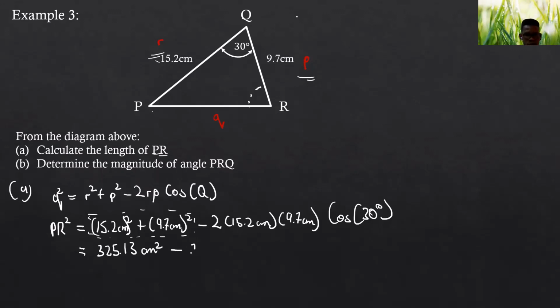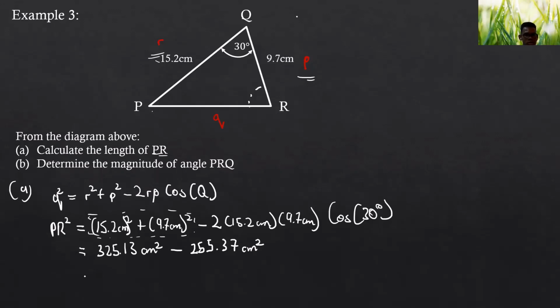That will give us 255.37. Again, I'm taking 2 decimal places because I know this answer is also 2 decimal places. And you know this will be centimeters squared. These answers will all be centimeters squared. And of course, PR squared is equal to that.